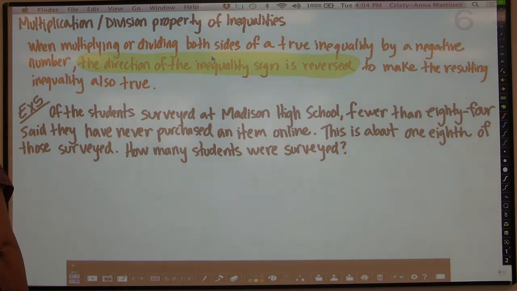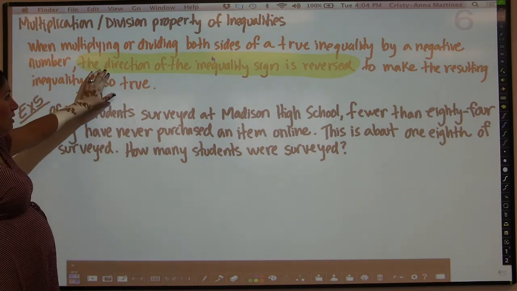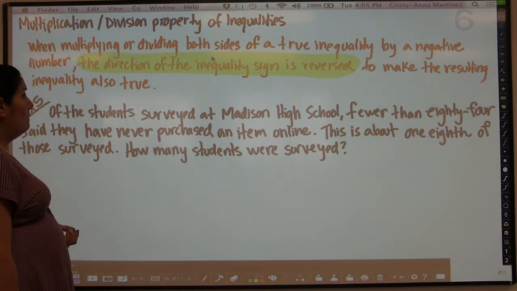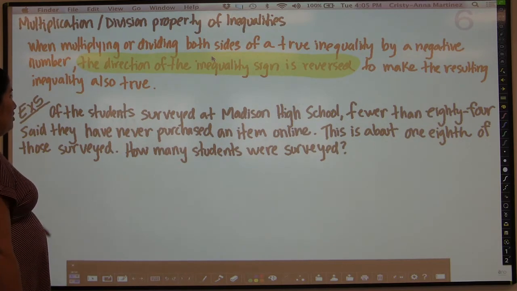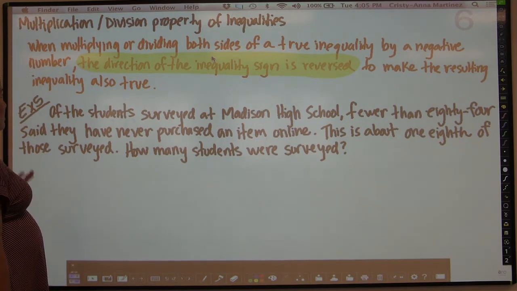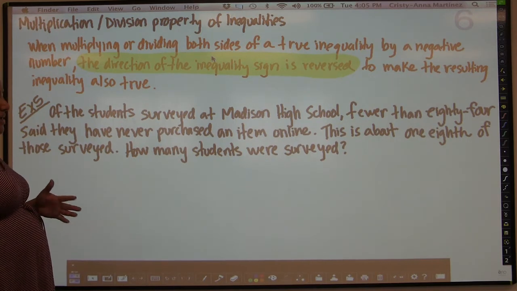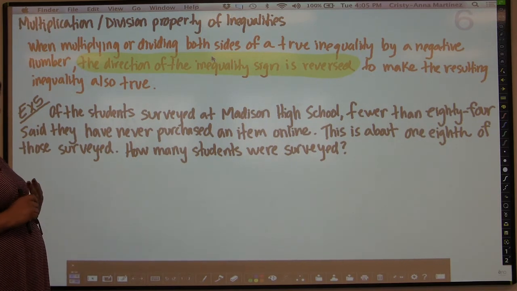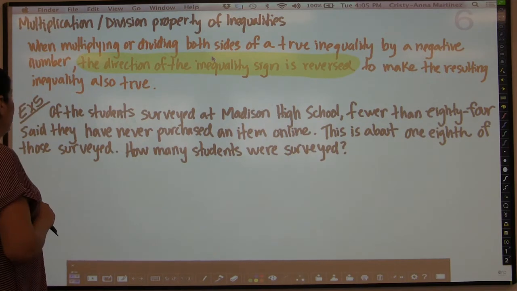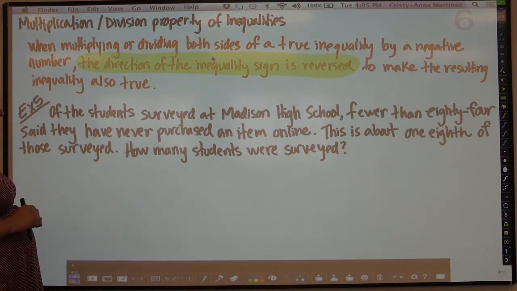So I want to remind you that we have a property for inequalities when it comes to multiplication and division. And I've highlighted the most important part here. But basically, when you multiply or divide both sides of a true inequality by a negative number, then the direction of the inequality sign is reversed to make the resulting inequality also true. In other words, whenever you multiply or divide by a negative number, you have to flip or reverse the inequality sign. Okay, and we'll see that in the next example.